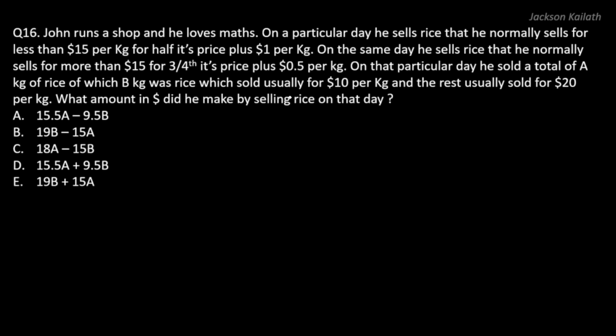On that particular day, he sold a total of A kilogram of rice, of which B kilogram was rice which sold usually for $10 per kilogram and the rest usually sold for $20 per kilogram. What amount in dollar did he make by selling rice on that day? Pause the video, give it a try, and then let's solve this question together.